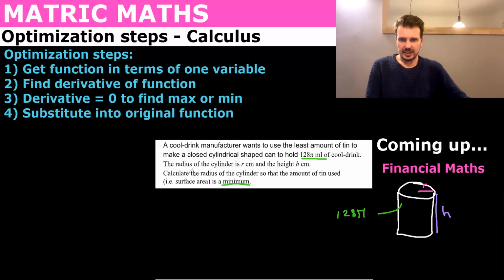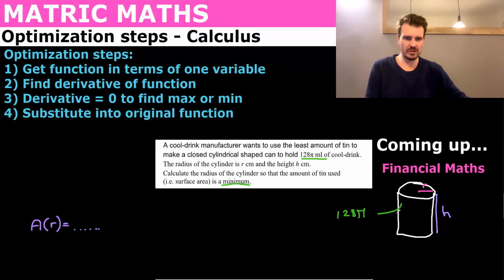Okay, and it says calculate the radius of the cylinder so that the amount of tin used for the surface area is a minimum. So they want the area being a minimum. So basically what they want is a function A in terms of something. Well, the radius, so in terms of r. So we need to get a function for the area. Okay, so this says get the function in terms of one variable.